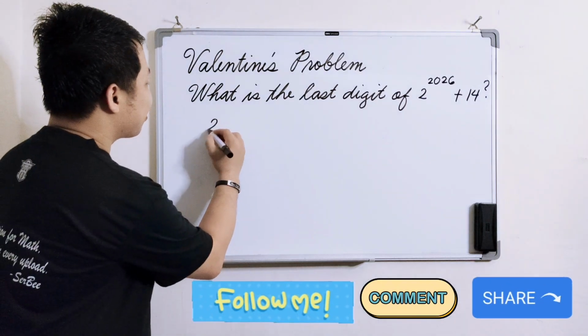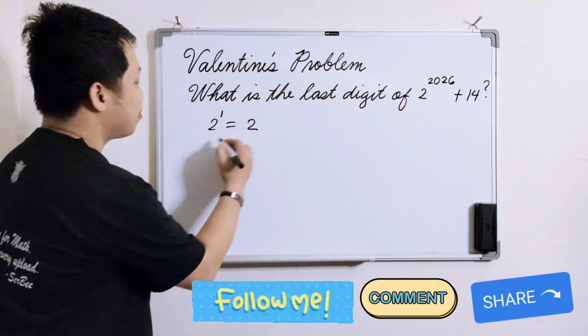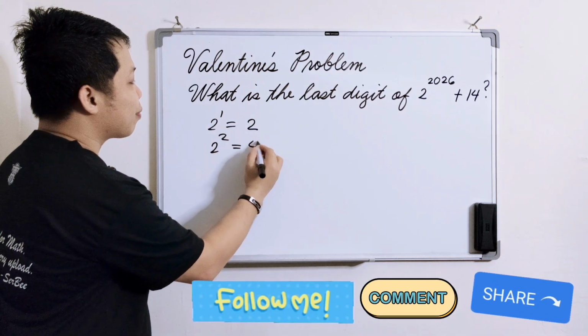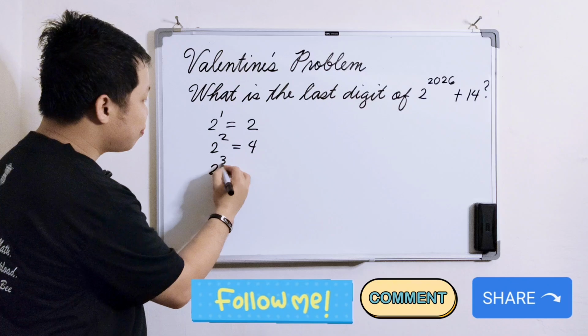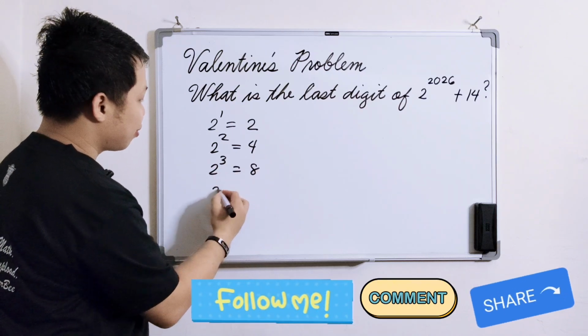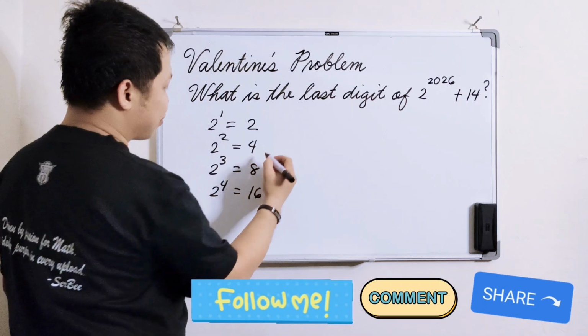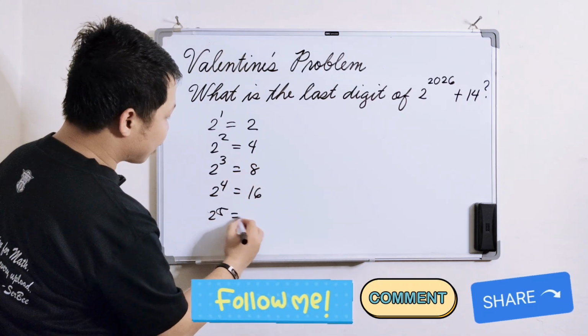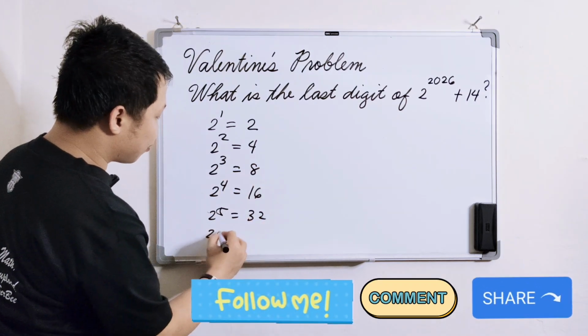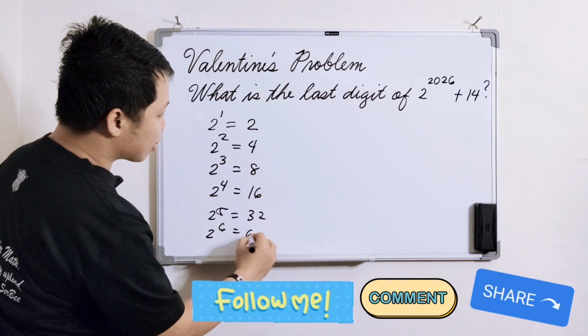So start tayo sa 2 raised to 1. That is 2. 2 squared, that is 4, right? 2 cubed, 4 times 2, 8. 2 raised to 4, 4 times 2, 16. Now, consider natin yung 2 raised to 5, and that is 32. And 2 raised to 6, that is 64.